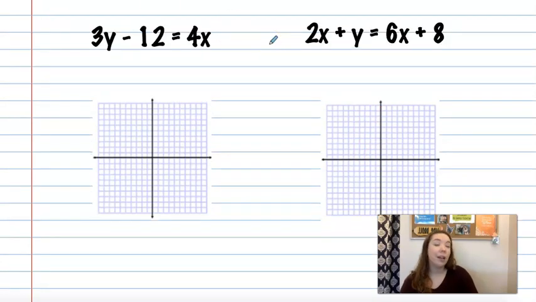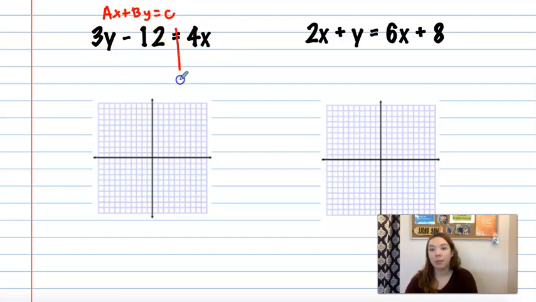All right, these are not written in standard form yet, but I'm going to change them to be into standard form so that we can use our new trick. So remember, standard form is your ax plus by equals c. So to turn this into that, I already have a 4x. I'm going to subtract 3y from both sides since it's positive. And now I have 4x minus 3y equals negative 12. So I'm going to rewrite that. 4x minus 3y equals negative 12. And now it's in standard form, so we can use our trick.